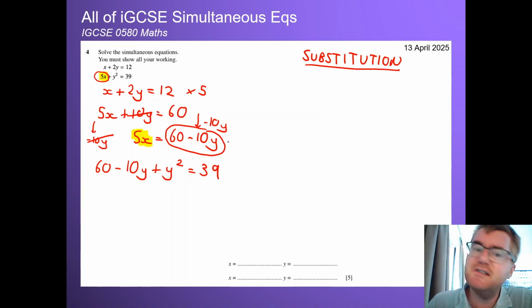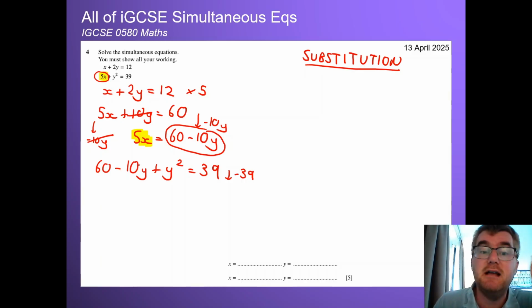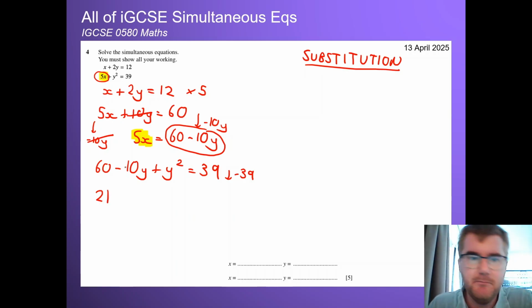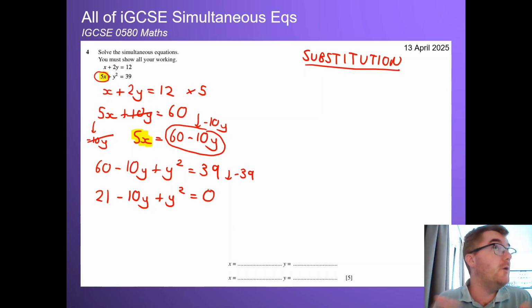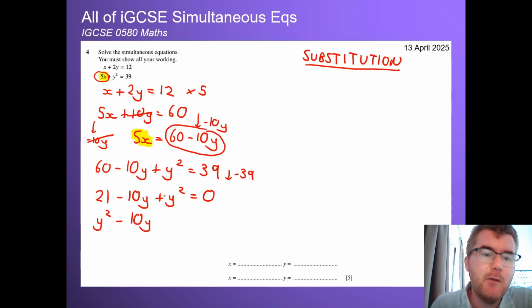Again, we want the right-hand side to be 0 for a quadratic, so we minus 39 from both sides. 60 minus 39, now be careful with this. That's going to be equal to 21, not 31, so be careful. Minus 10y plus y squared is equal to 0. And hopefully your teacher has taught you we're working with quadratics. Generally, we order it as the y squared first, then the value of y, and then we have the number afterwards. So we put it this way.